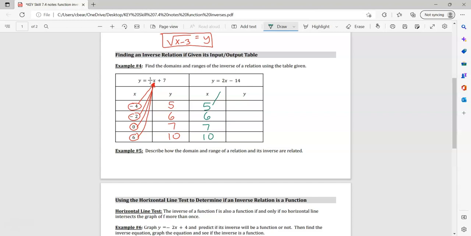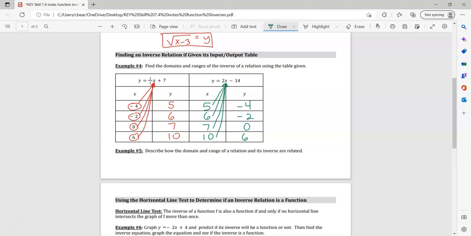So if I plug in 5 for x here, I get 2 times 5, which is 10. 10 minus 14 is negative 4. If I plug in 6 for x, 2 times 6 is 12. 12 minus 14 is negative 2. When I plug in 7 for x, 2 times 7 is 14. 14 minus 14 is 0. And finally, when I plug in 10 for x, 2 times 10 is 20. 20 minus 14 is 6.